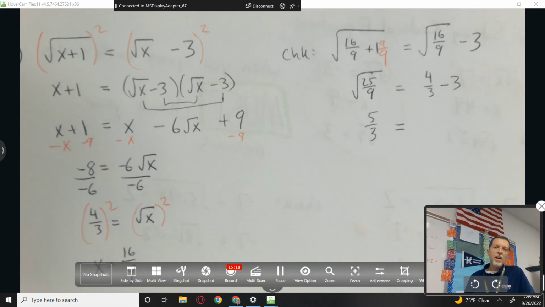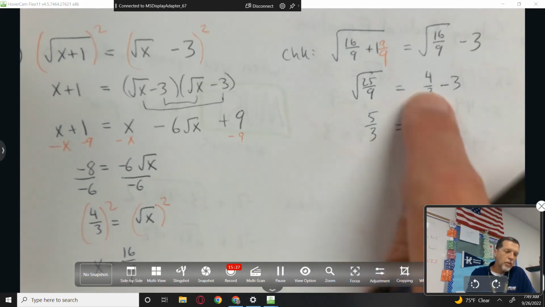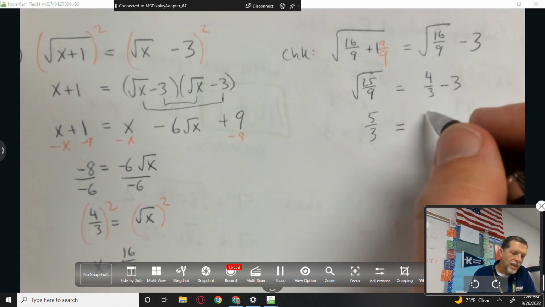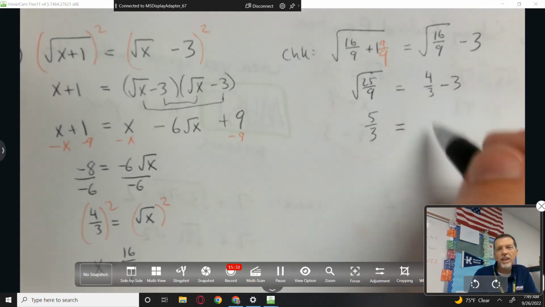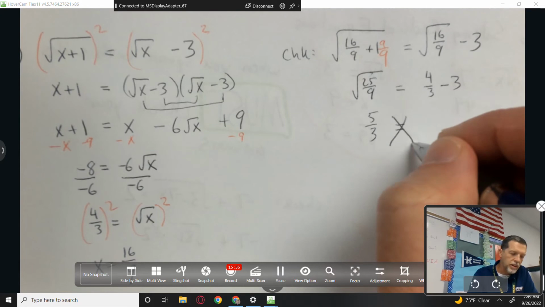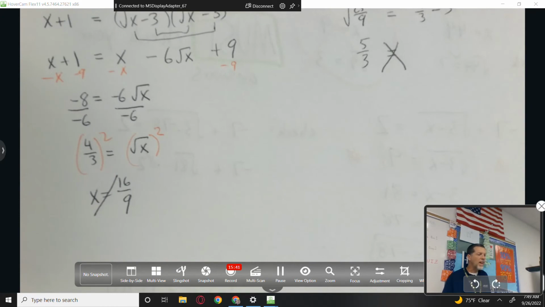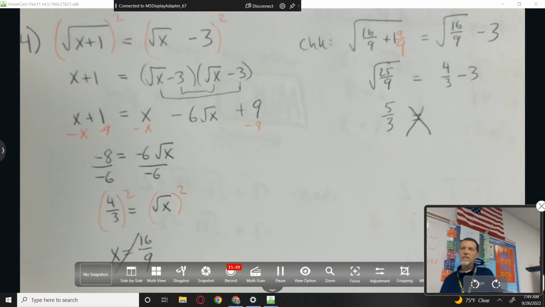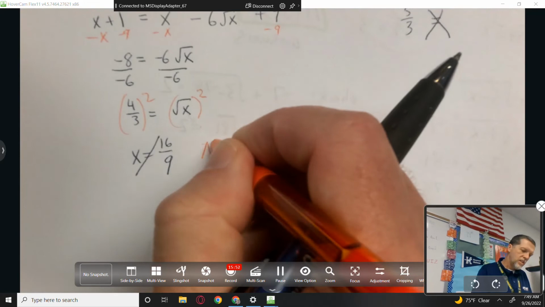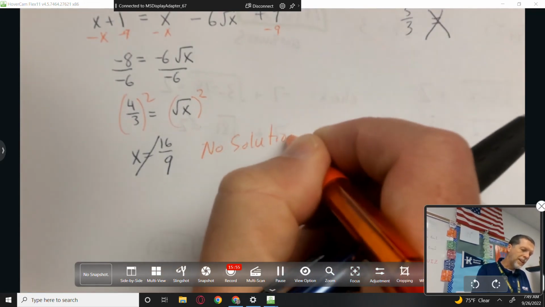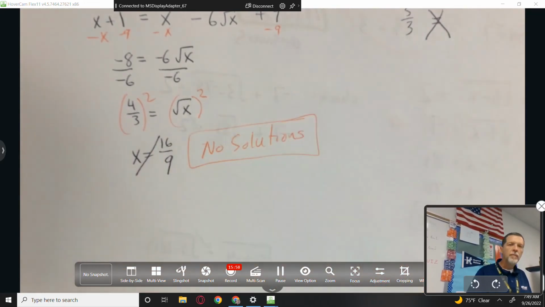And I think I can stop right here, right? I don't know what 4/3 minus 3 is, but I know it's not 5/3, right? The only way to get from 4/3 to 5/3 would be add a third. So you can get a common denominator and get a negative number, but that's just not going to work. So 16/9 is out. So what do we say if the answer we got doesn't work? What's the answer to the question? No solutions. So we had an answer, didn't work, no solutions.